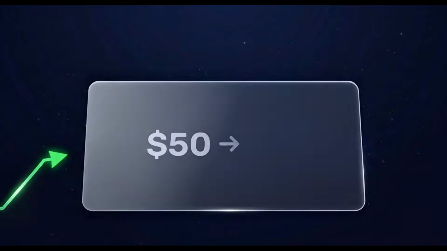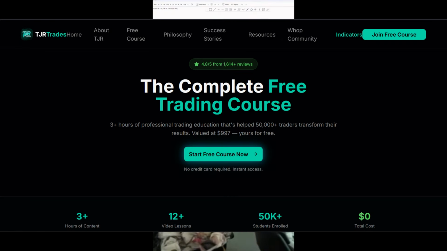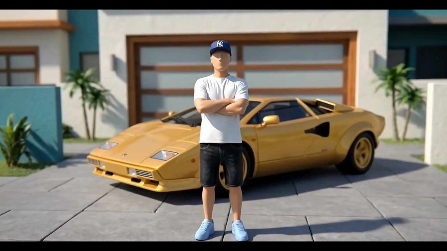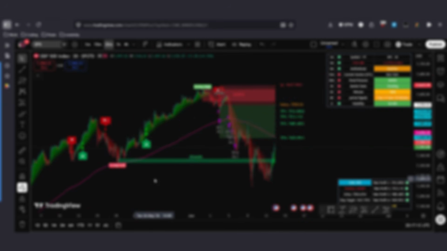I turned a $50 account into $103 in one day. No, I'm not selling you a course. No, I'm not about to hit you with a link in bio for my Lamborghini manifesting ritual. I'm reviewing a TradingView indicator called Flux Algo from Flux Charts, and I'm giving it away for free.